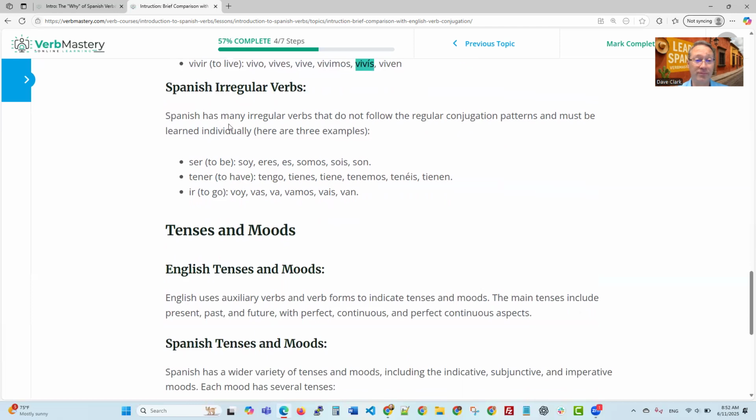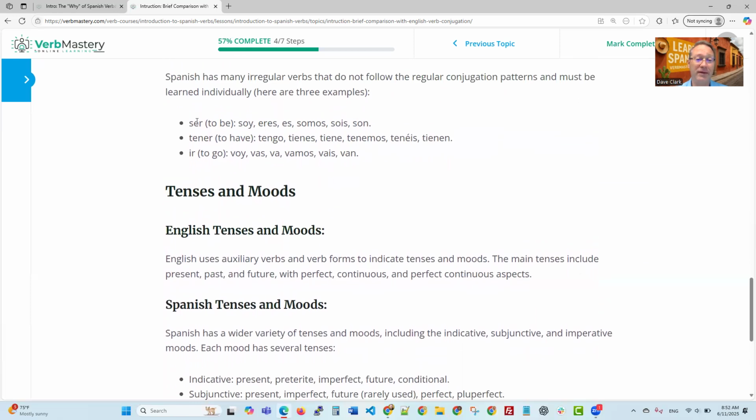Spanish irregular verbs. Spanish has many irregular verbs that do not follow the regular conjugation patterns and must be learned individually. Here are 3 examples. Ser, which is to be. The conjugations are soy, eres, es, somos, sois, and son.